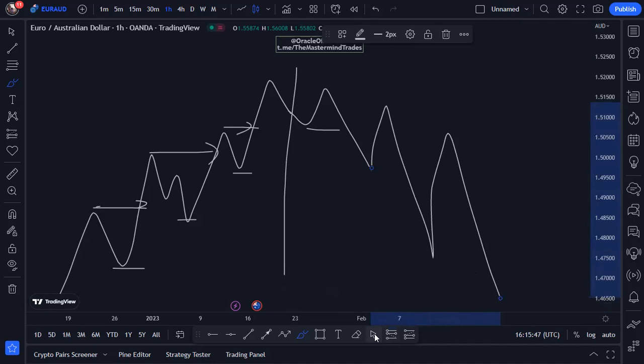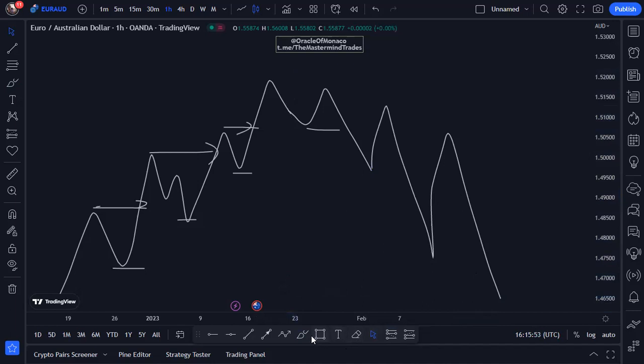So a change of character is very much a break of structure, except that if we look at both of them as separate strategies, then a break of structure happens towards the continuation of a trend, while a change of character happens for the reversal of a trend. Now, take note that usually two things happen before a change of character. Usually, first, you would have a break of structure.